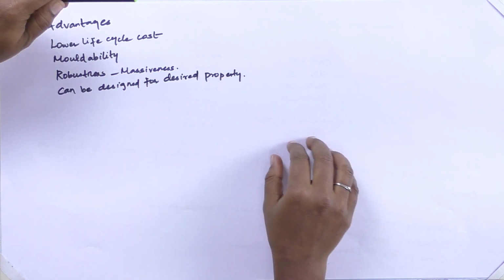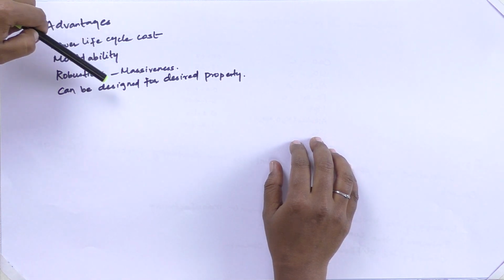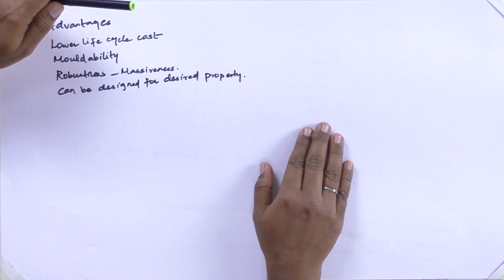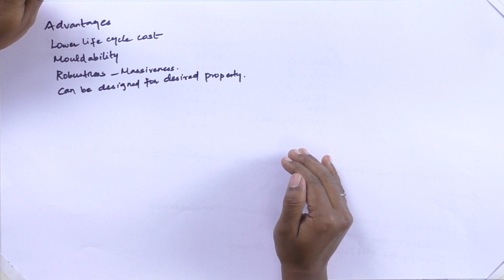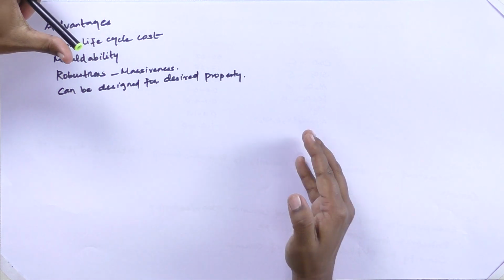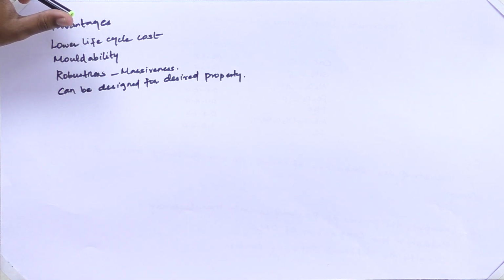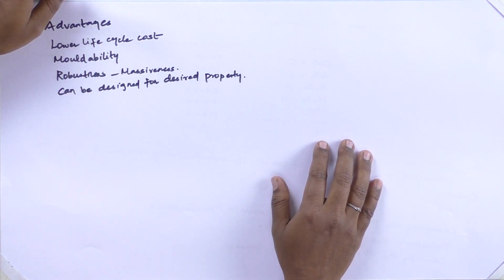Robustness is nothing but the massiveness which it gives to the structure, which we can't expect from other materials, since the cost involved will be more when we expect that in steel and other materials. And next, it can be designed for desired property.